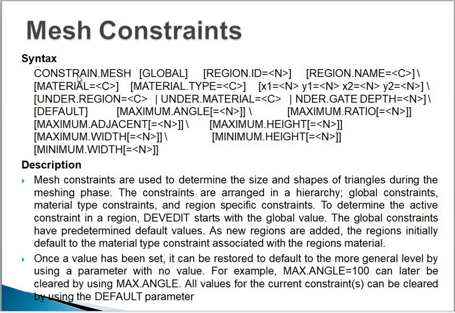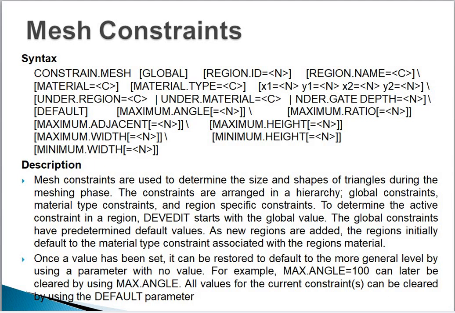Syntax: you have to write constraint.mesh global. You have to define the region ID, region name, material, material type, and their dimensions x1, y1, x2, y2. And you can also define the under.region, under.material, under.gate depth, or you can use the default values of these parameters. You have to define the maximum angle, maximum ratio, maximum adjacent, maximum height, maximum width, minimum height, and the minimum width of the particular region.